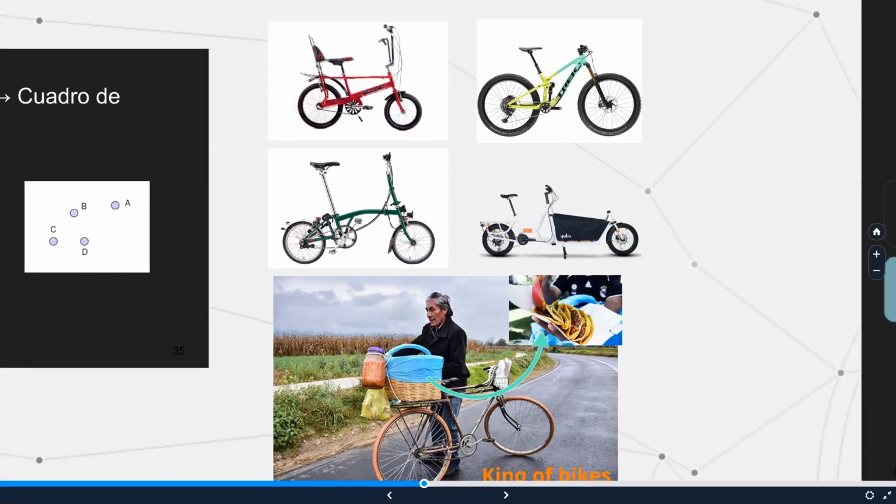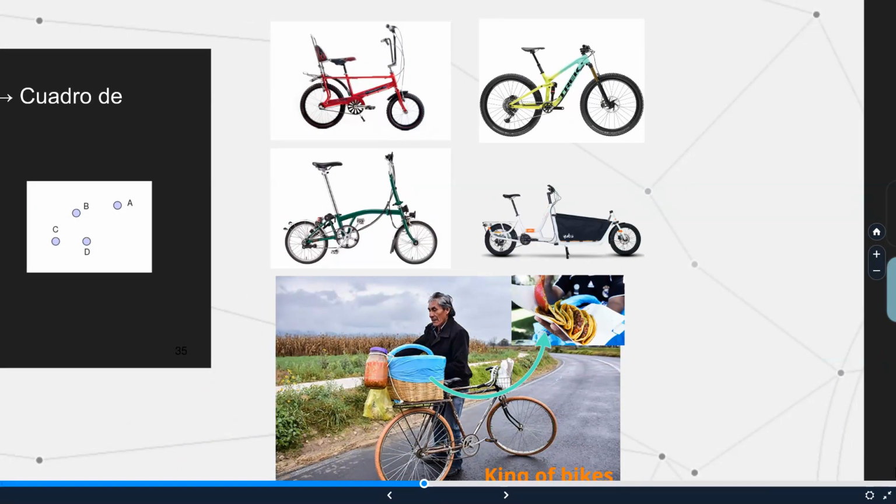The famous chopper bike, a mountain bike, a collapsible bike, a cargo bike, or the bike you see down here, which is a taco bike, the basket taco bike, which in Mexico you see a lot everywhere, and they are very famous because they're carrying these massive baskets. But the point here is that all the bikes have the same functions. The shape is the only thing that changes, and that shape is going to be modified by the requirements you have.